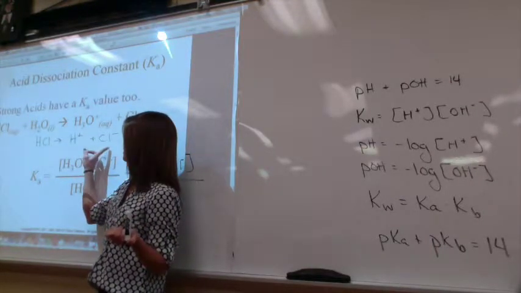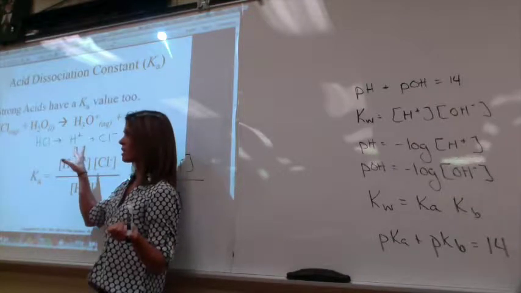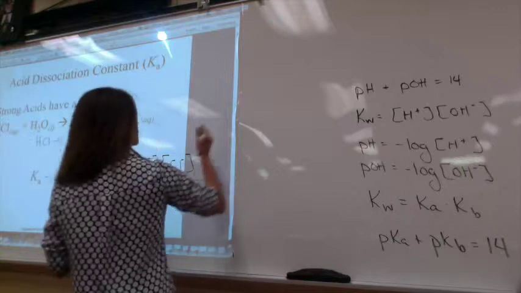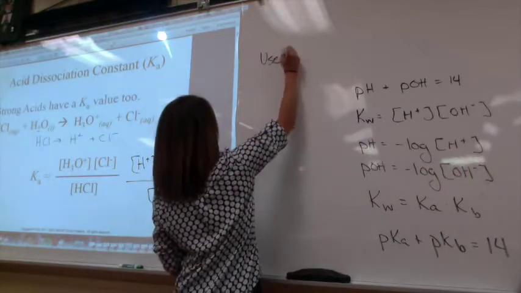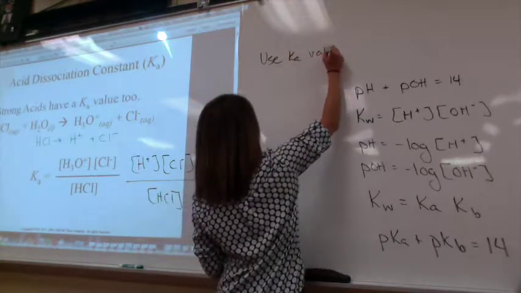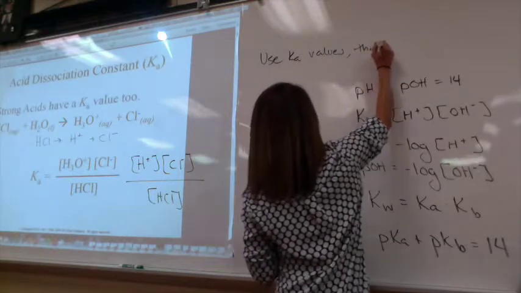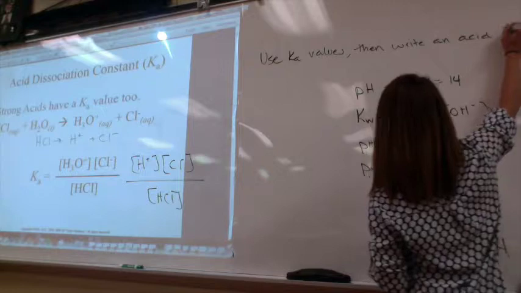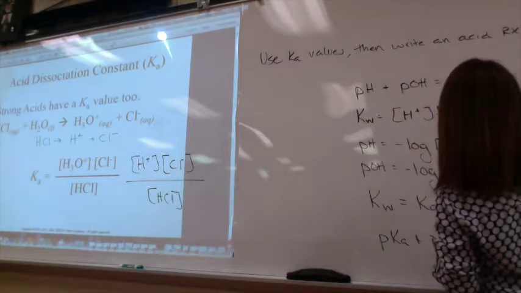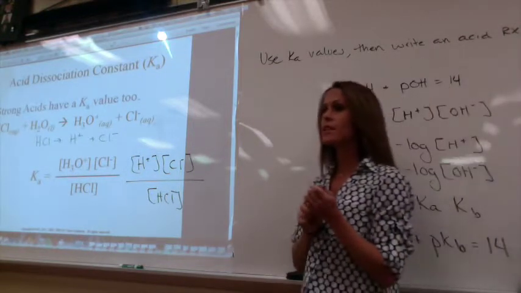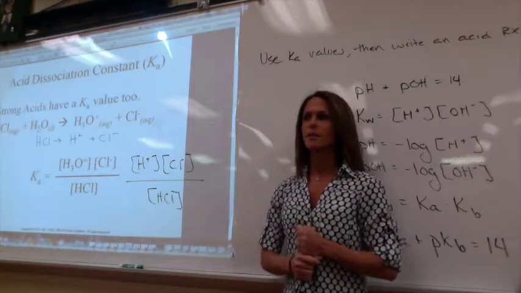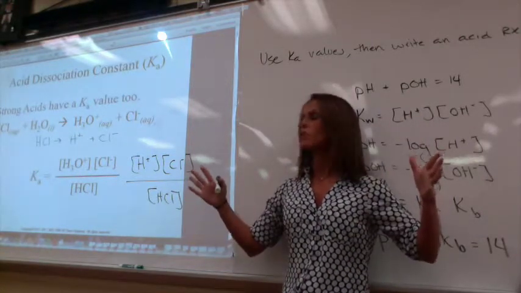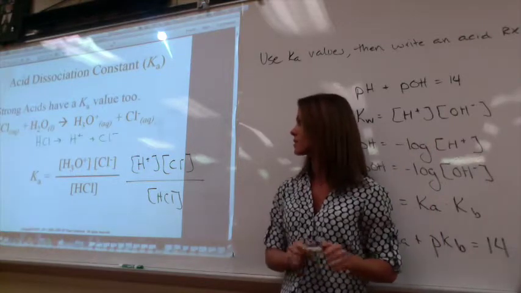If I started this and I wrote this in the reverse direction, then this would be starting with a B, right, a base. So I just want to point out that if you're going to use Ka values, then write an acid reaction. You can't start with a base and use a Ka value. These are all the little things that I'm saying should be on like a notes page somewhere because you're going to have to pay attention to these details.